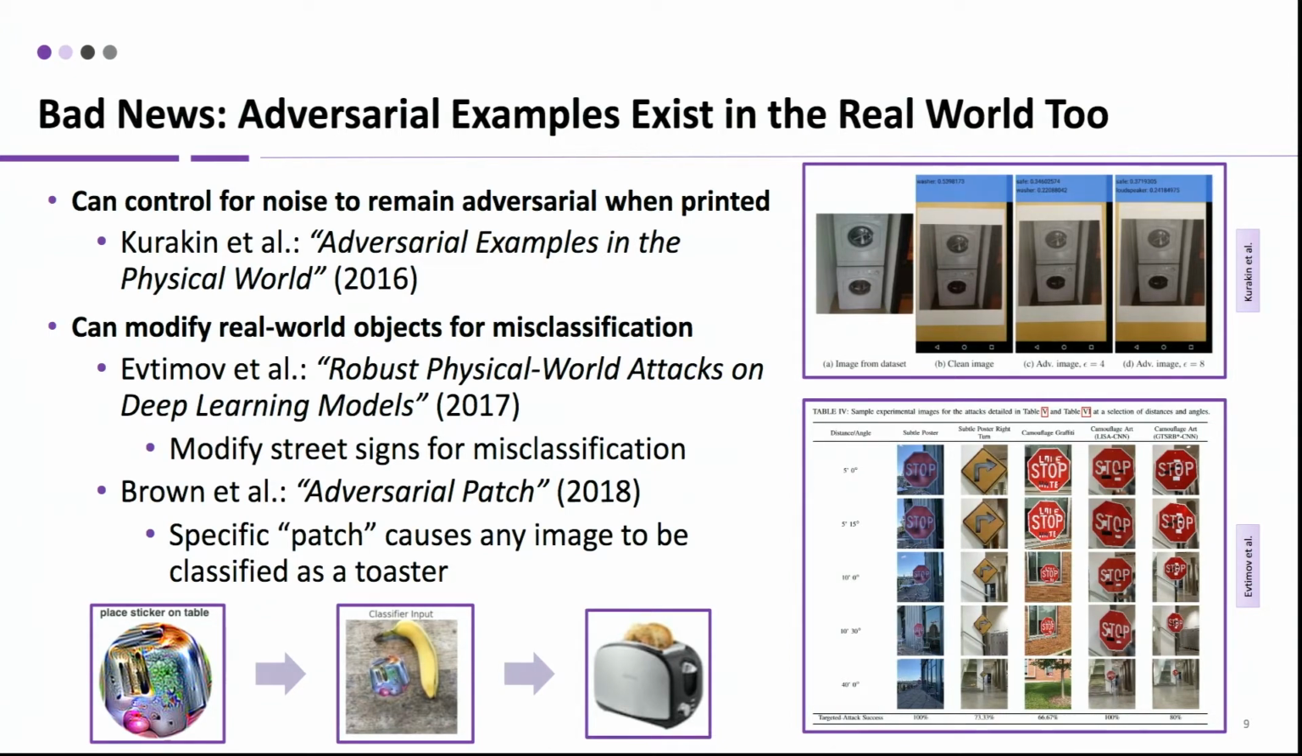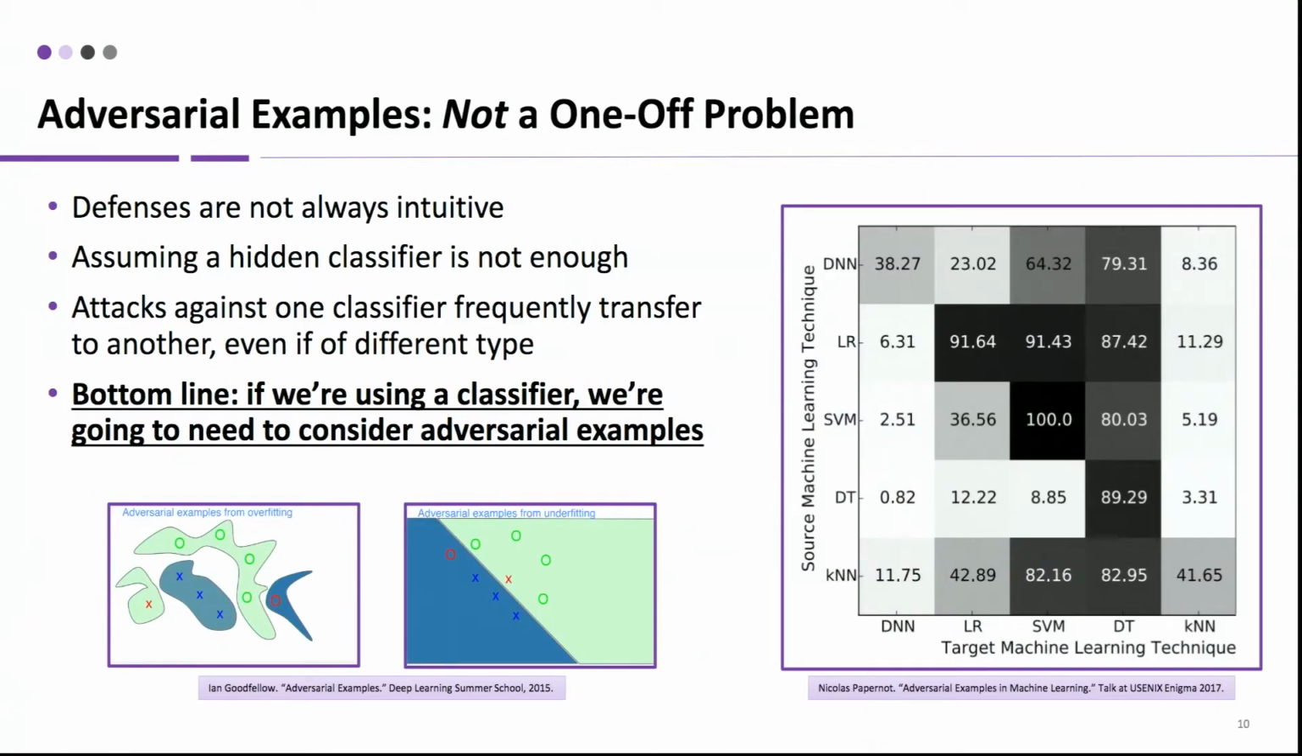And then the two other good ones showed that you can modify real-world objects to cause them to be misclassified. The stop sign is the great example there, where you modify what the stop sign looks like, and all of a sudden, even in the real world, it looks like something else. And then another good paper in 2018 created a patch that you apply next to any object, and all of a sudden it looks like a toaster. It's fun. I wish I had a toaster.